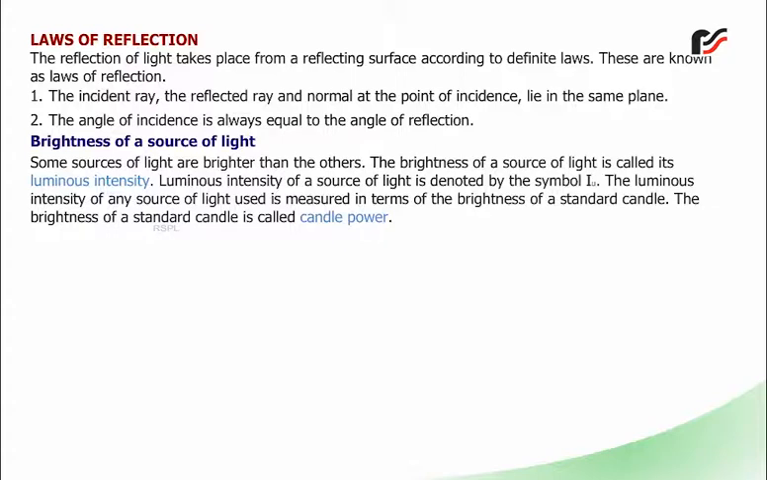Luminous intensity of a source of light is denoted by the symbol I. The luminous intensity of any source of light used is measured in terms of the brightness of a standard candle. The brightness of a standard candle is called candle power.